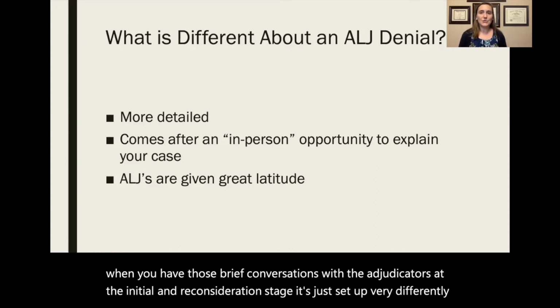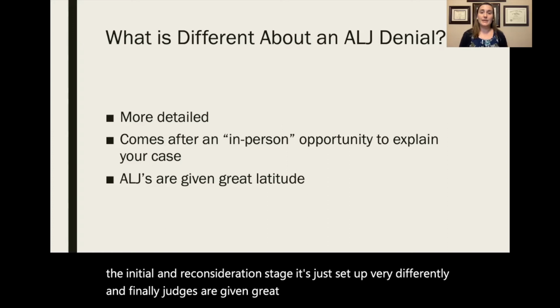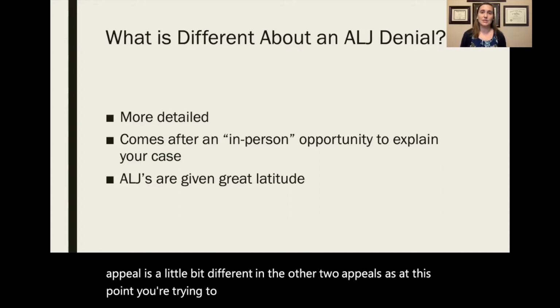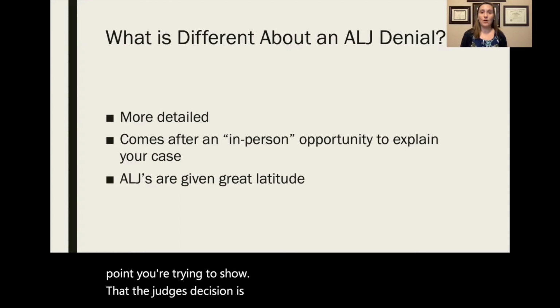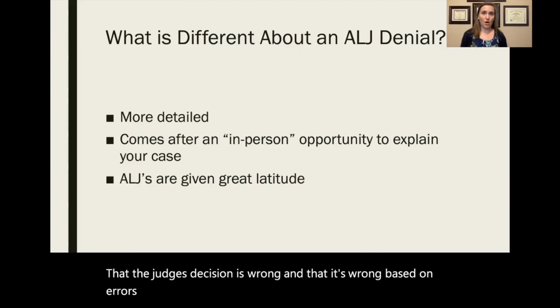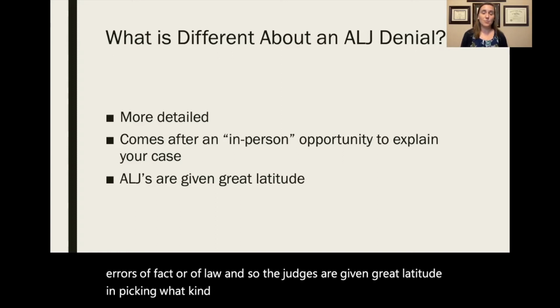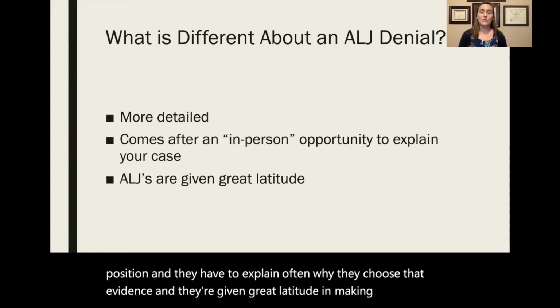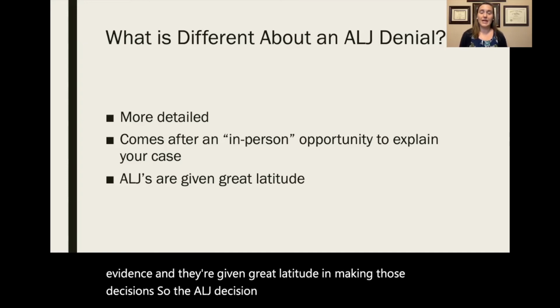And finally, judges are given great latitude. The appeals council appeal is a little bit different in the other 2 appeals, as at this point, you're trying to show that the judge's decision is wrong, and that it's wrong based on errors of fact or of law. And so the judges are given great latitude in picking what kind of evidence they want to support their position. And they have to explain often why they choose that evidence. And they're given great latitude in making those decisions. So the ALJ decision can be tough to overcome. Not impossible, but it is tough, but they do make mistakes. They're all human.